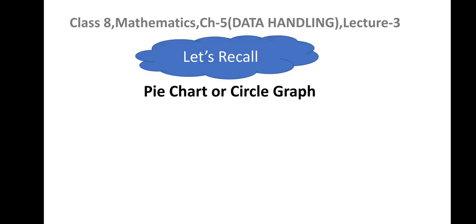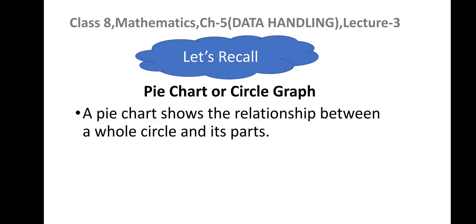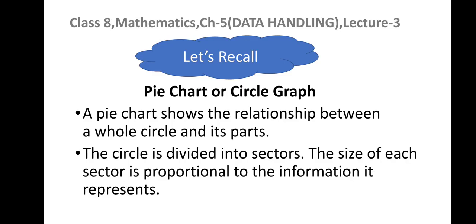So let us recall first about pie chart or circle graph. Pie chart is also known as circle graph. A pie chart basically shows the relationship between a whole circle and its parts. We must have seen graphs in the circular form, that is basically a circle graph or pie chart. The circle is divided into sectors. The size of each sector is proportional to the information it represents. This all we have understood.